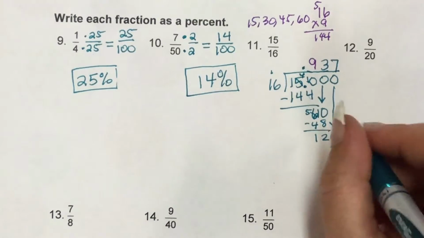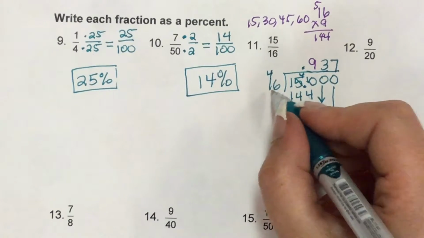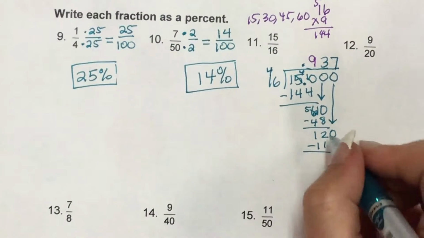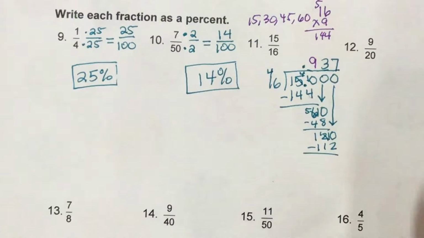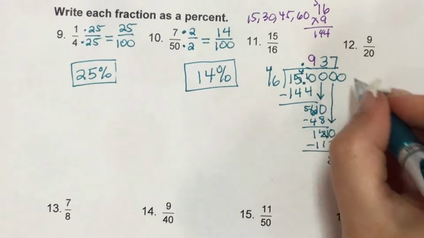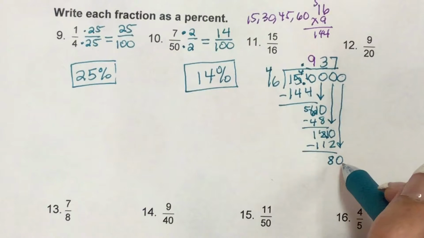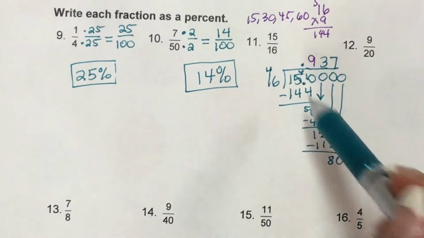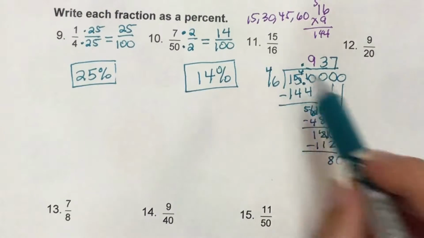7 times 6 is going to be 42. Write the 2, carry the 4. 7 times 1 is 7, plus 4 would be 11. Okay, and then I'm going to just, this isn't big enough, I have to borrow. So I end up with 10 take away 2, which is 8. And I still have a remainder, so I'm going to add another 0 and drop it down. And now 16 goes into 80. Let's see here. It might go in 5 times.